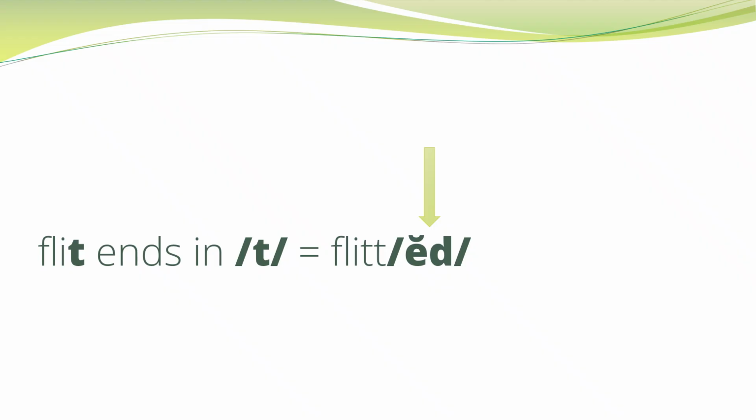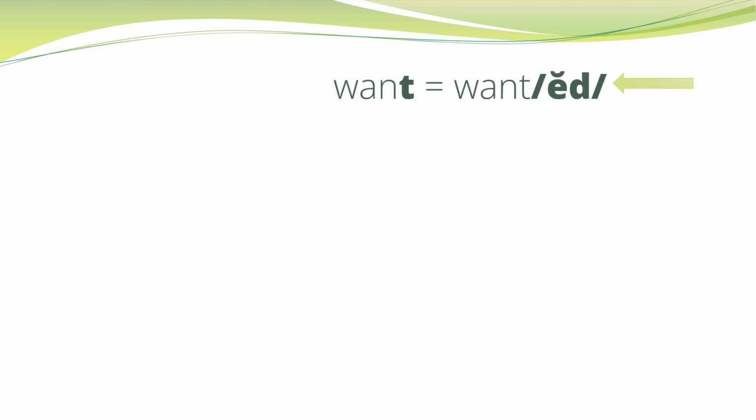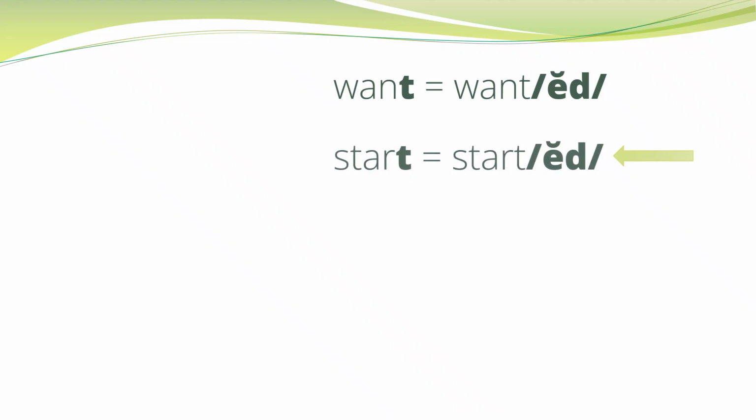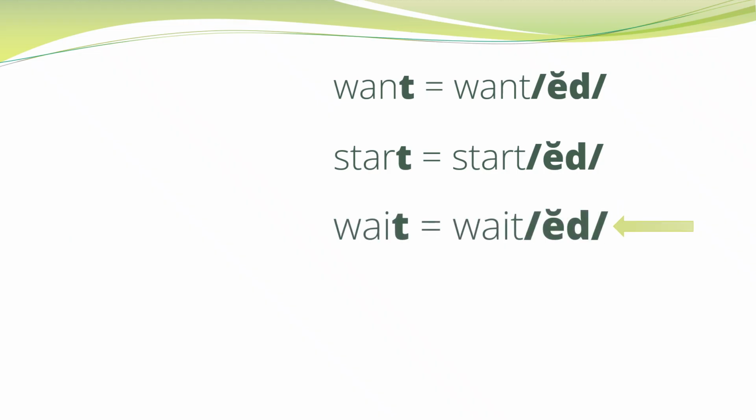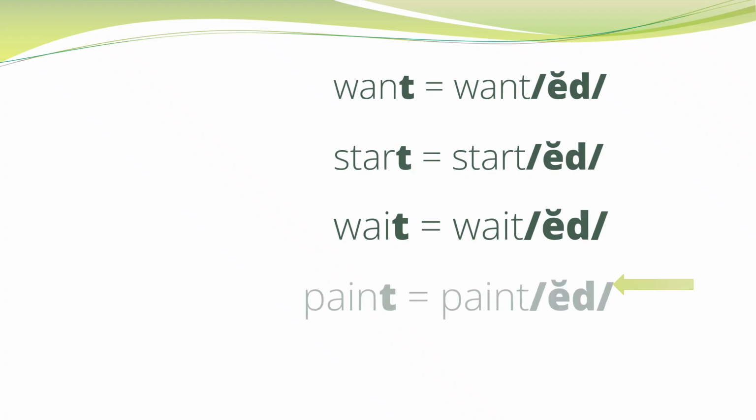And if the base word ends with t, we also pronounce the ending as ed. For example, flit becomes flit-ed. Here are more examples. Want becomes wanted. Start becomes started. Wait becomes waited. Paint becomes painted.